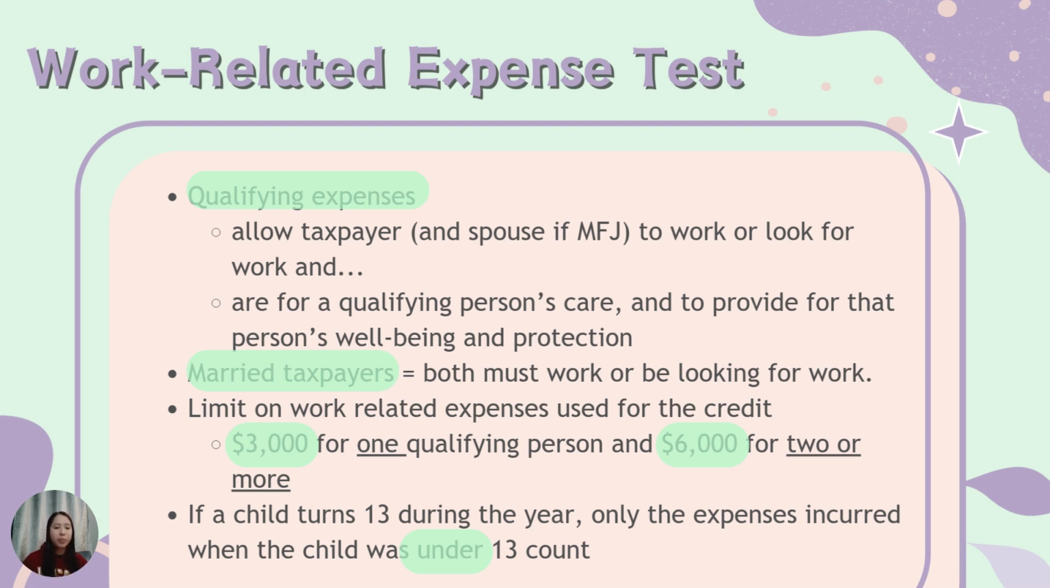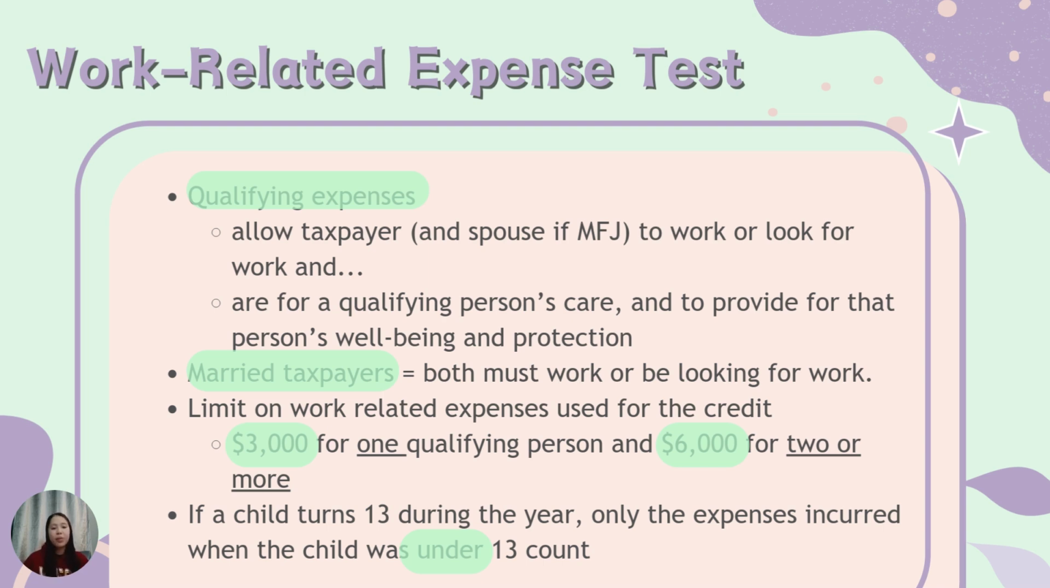Married taxpayers both must work or be looking for work, and that kind of makes sense because in the earned income test, we learned that both taxpayers must have earned income, and you kind of have to work to have earned income. And you kind of have to work to have work-related expenses.